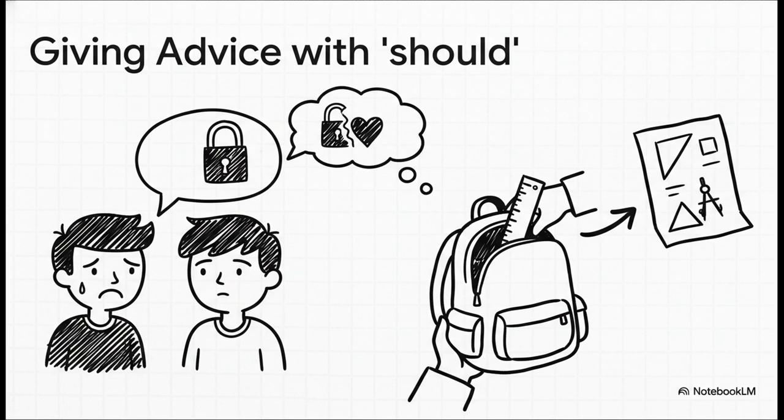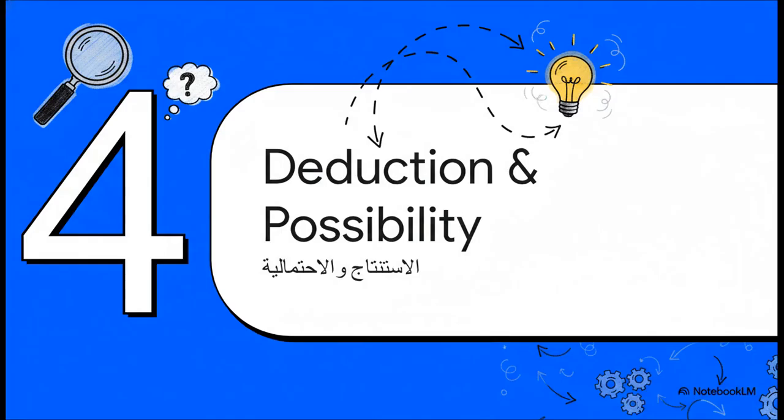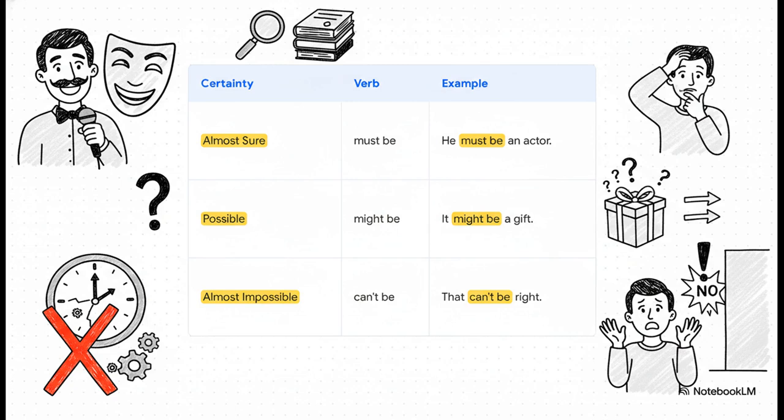Or look at this one. Students should bring a ruler to the exam. It's a really strong suggestion, it's going to help them a lot, but it's still advice. And for our final section, let's put on our detective hats. We're going to see how these helper verbs can help us make guesses when we aren't totally sure about something. This is al-istintaj wal-ihtimaliyya. This chart here makes it so clear.